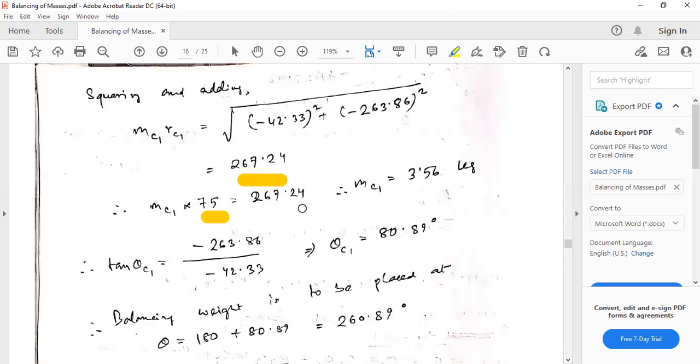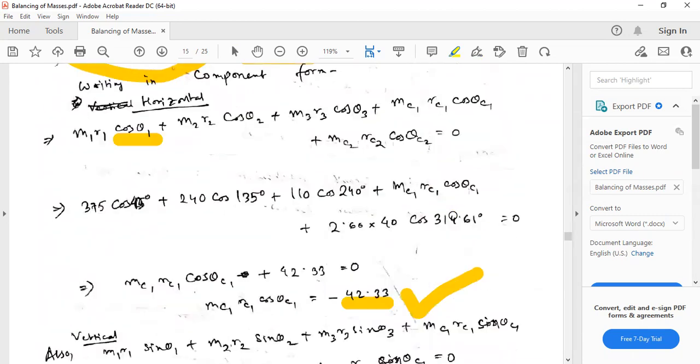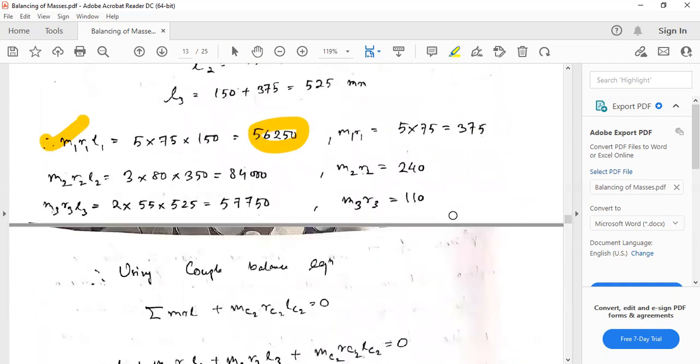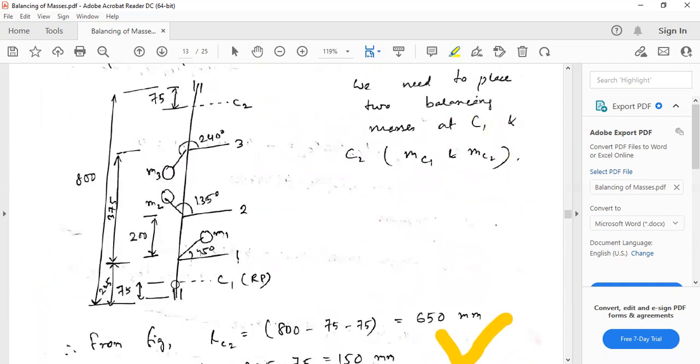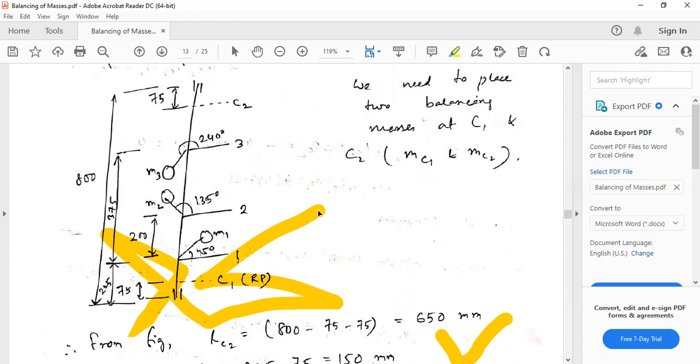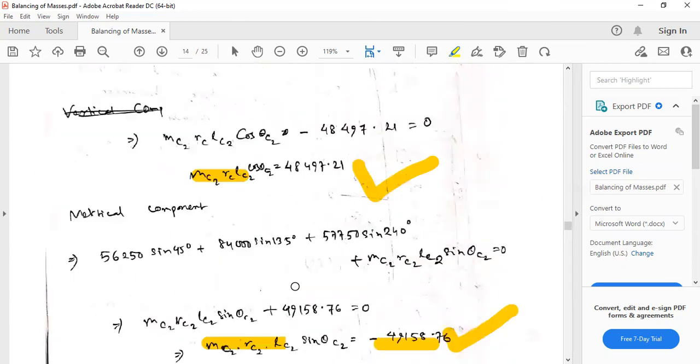So from here, by solving, we can find out MC1. So the balanced mass that is required at our reference plane is 3.56 kg. And to know where to place this mass, we need to know the angle. Okay, so we have found the value, but where to place it, here or here or wherever? So we need to find out theta C1.